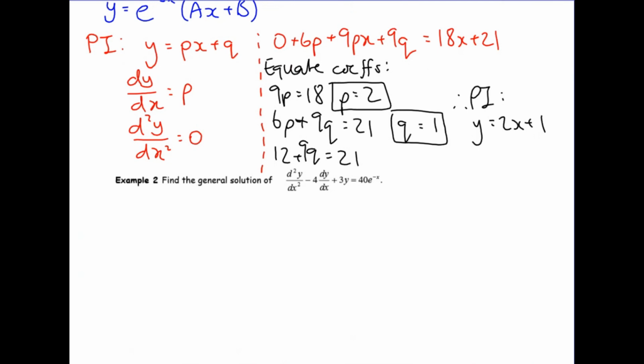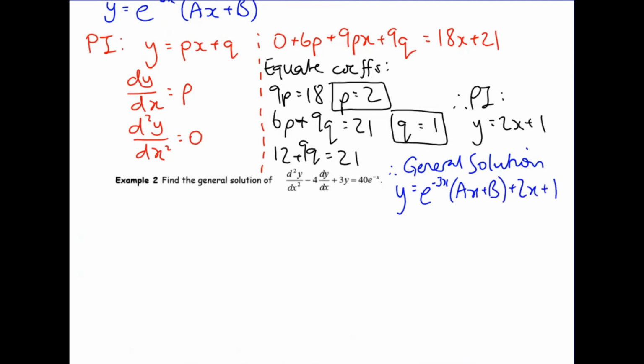The general solution is you put these together. So you have y equals your complementary function, e to the -3x (ax plus b), plus your particular integral. That's your overall general solution for this differential. Quite a few steps involved, but they're not too bad on their own, I don't think. It's just putting them together. And like I said, not thinking about it too much.